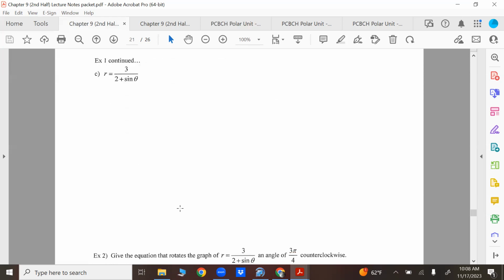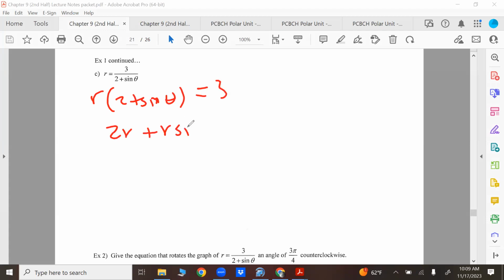So let's do it. And remember what we did last time? We multiplied both sides by the denominator and then kind of got a little creative with the substitution part. So if I do that right now, r(2 + sin θ) equals 3. 2r plus r sin θ equals 3. Okay. Now, what should I do next?